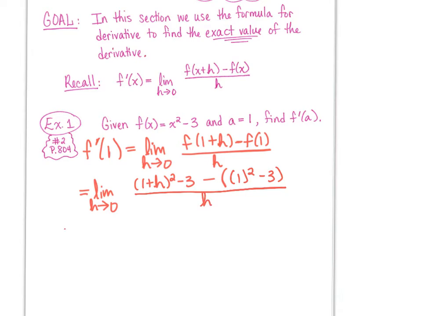Now, that's equal to the limit as h approaches 0. Now, to find 1 plus h quantity squared, you have to use the FOIL method. So you get 1 plus 2h plus h squared minus 3. 1 squared is what? 1. 1 minus 3 is negative 2. So you're subtracting a negative 2, which means you're doing what? Plus 2. Very good. You're adding 2. All over h.